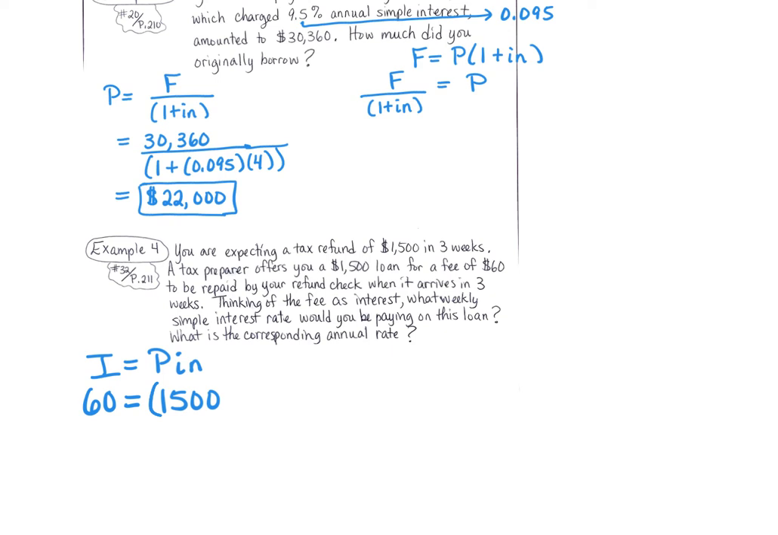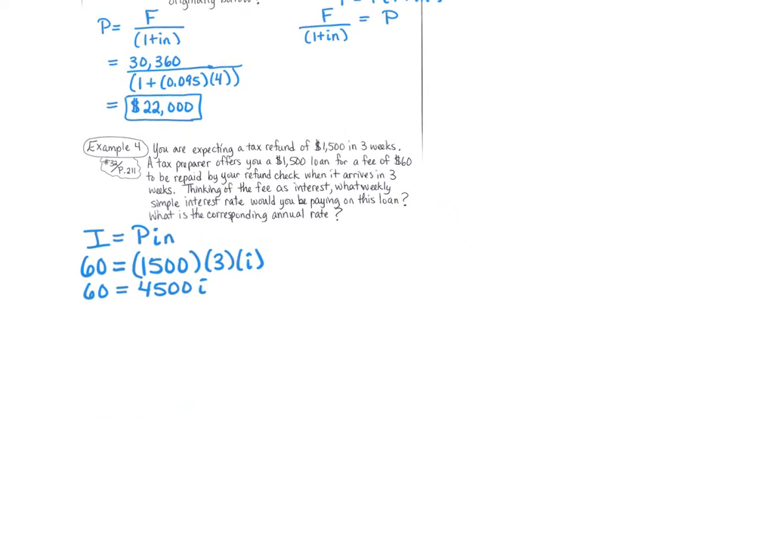So we have 1,500 times 3 times I because we don't know I. Now, 1,500 times 3 is 4,500, so you have 60 is equal to 4,500 I. We're solving for I, so we're going to divide both sides by 4,500, and we'll have 60 over 4,500 is equal to I, or in other words, I is equal to 0.0133, which is equivalent to 1.33% weekly interest.